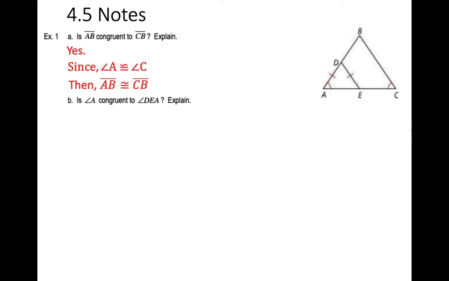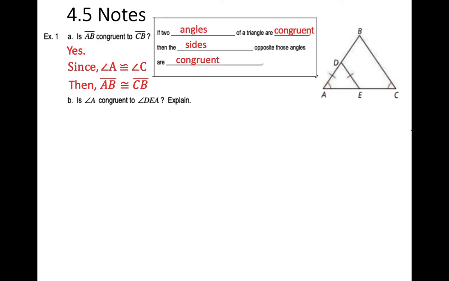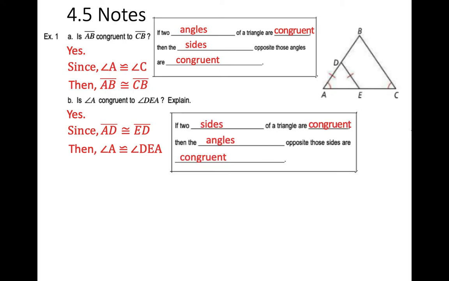The second question it's asking us is, is angle A congruent to angle DEA? The last one we just did was, again, if two angles of a triangle are congruent, then the sides opposite those angles are congruent. That's what we just learned. For the next one, the answer is going to be yes. The reason is because we know that AD and ED are congruent. It says so on our diagram. If that's the case, then angle A is congruent to angle DEA, because if two sides of a triangle are congruent, then the angles opposite those are congruent.